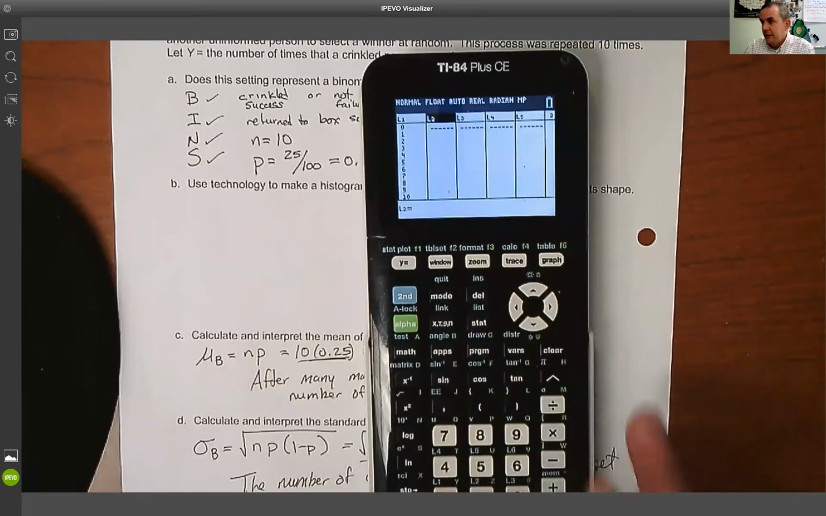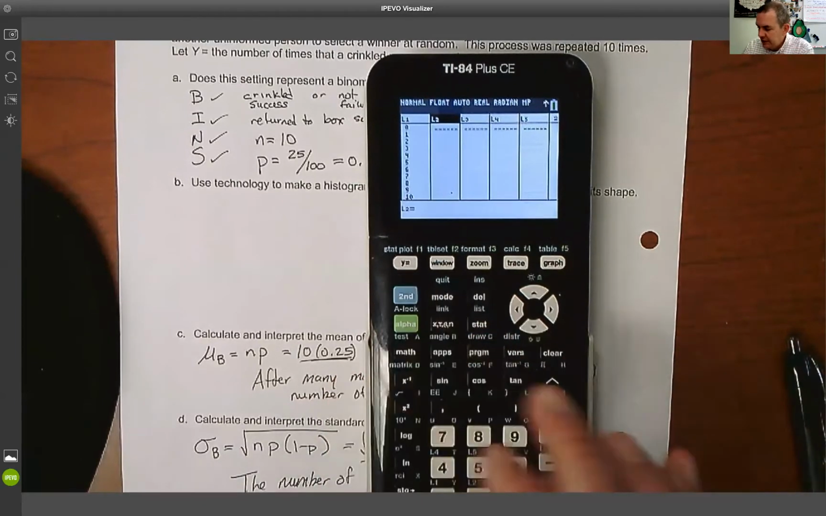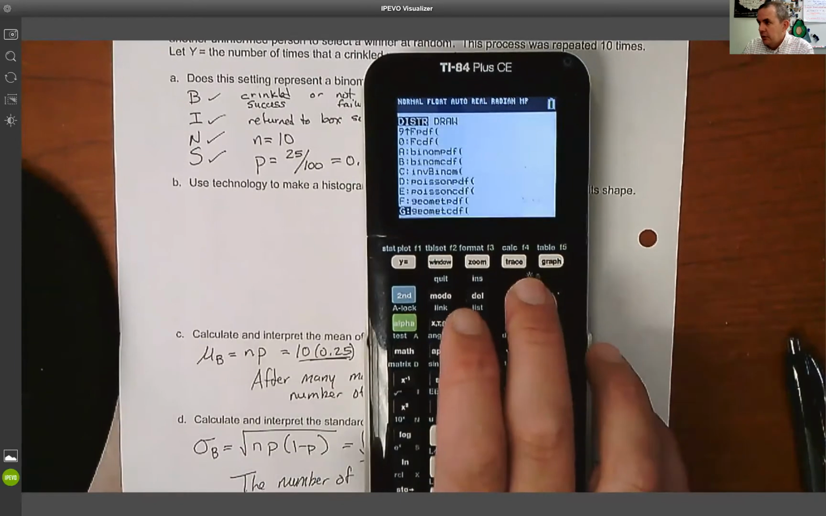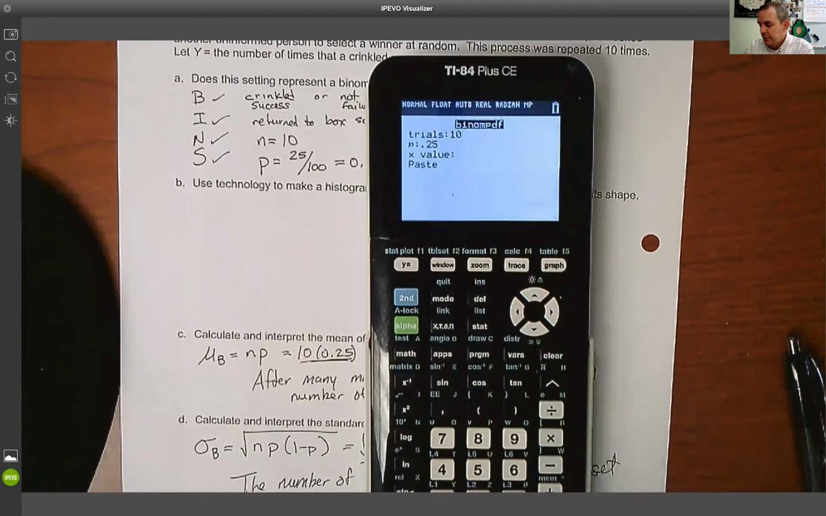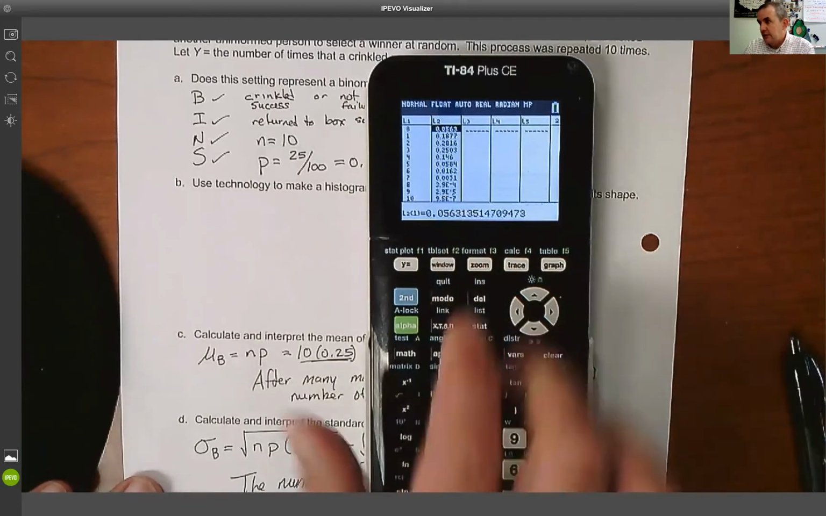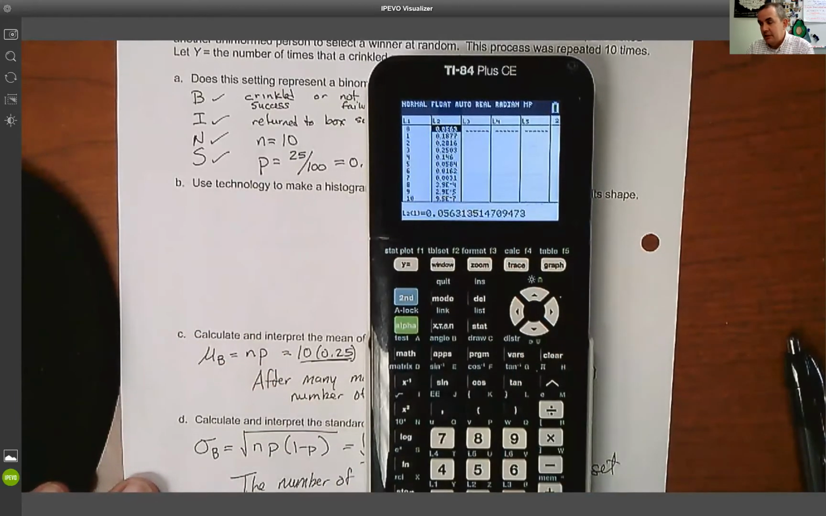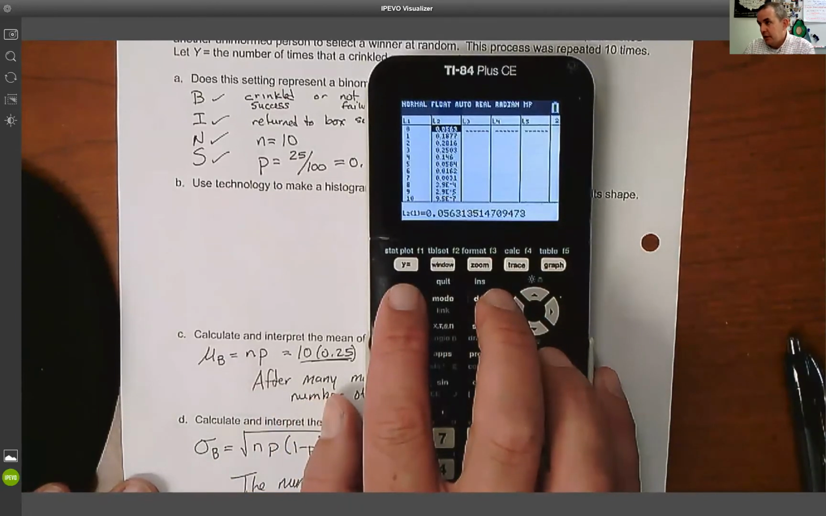The way I'm going to figure it out is I'm going to put the binomial PDF in here. So I'm going to do second vars and put in binomial PDF. The trials are going to be 10, the probability of success is 0.25, and I'm going to take the X values from my L1. That's going to give the probability of exactly each one of those successes. When I do that, all these numbers are going to add up to 100%.